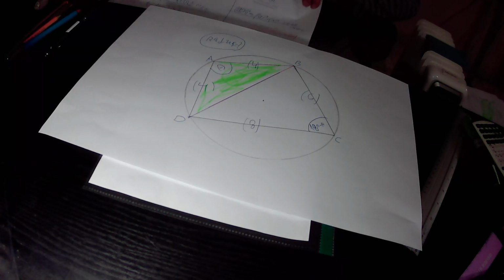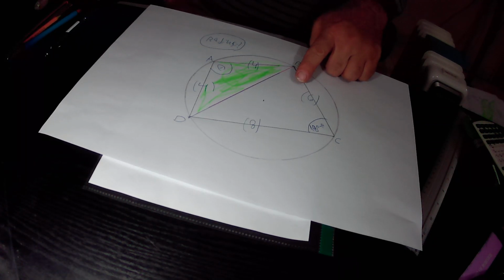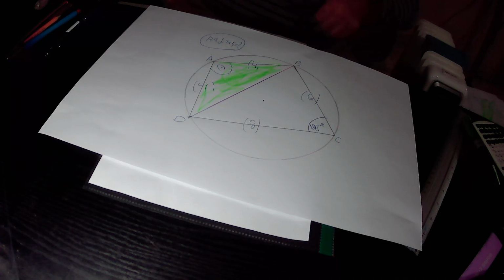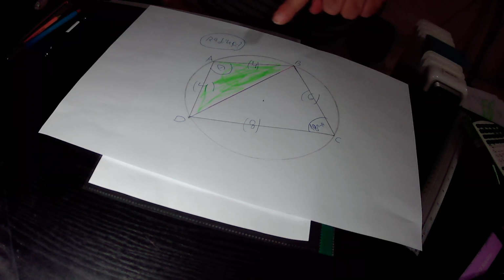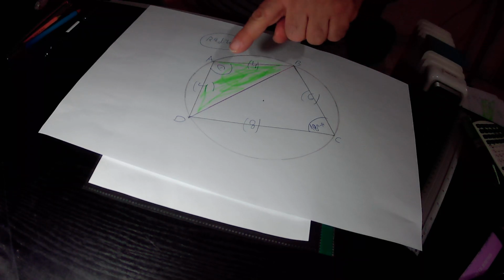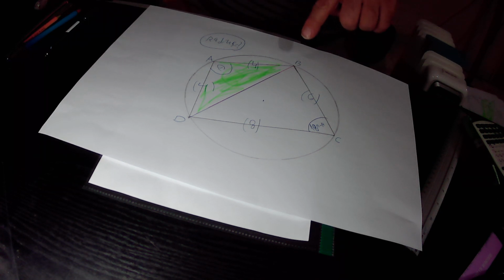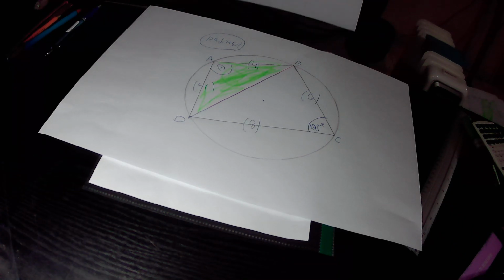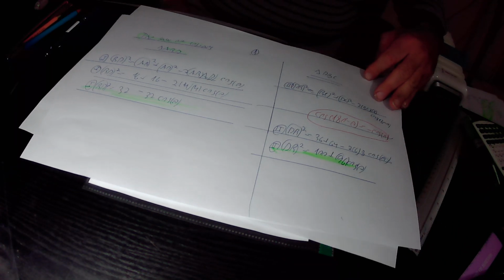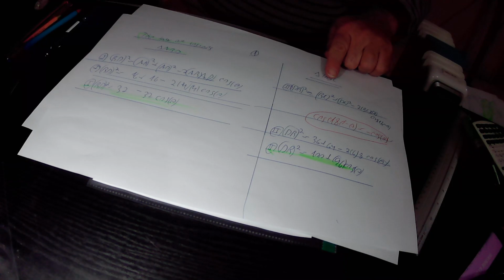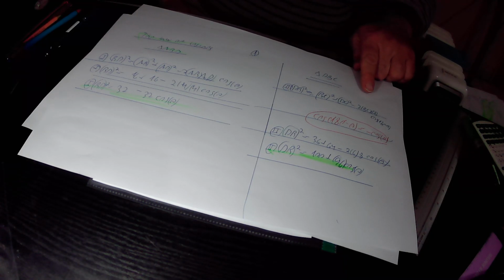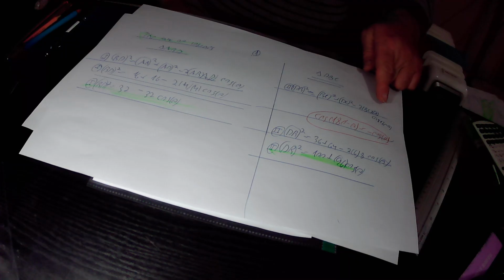The next step is to implement the law of cosines in the triangle DBC. According to the law of cosines in triangle DBC, DB square equals BC square plus DC square minus 2 times BC times DC times cosine of 180 degrees minus theta. We will call this equation 2.